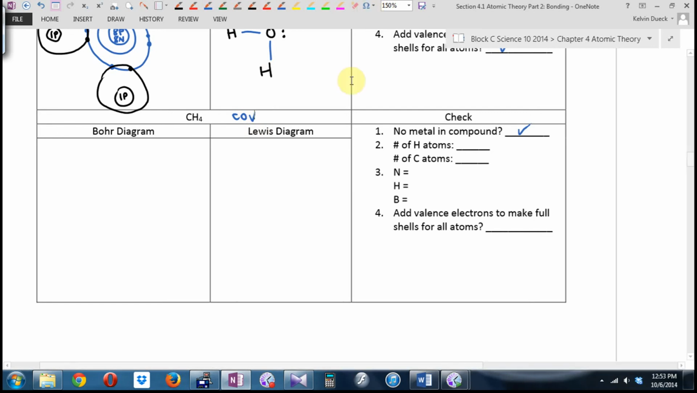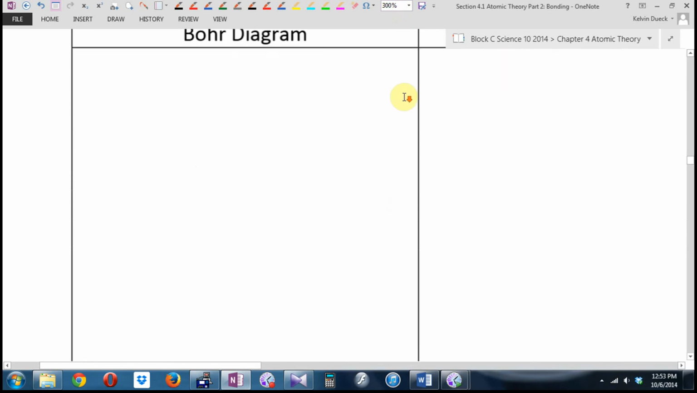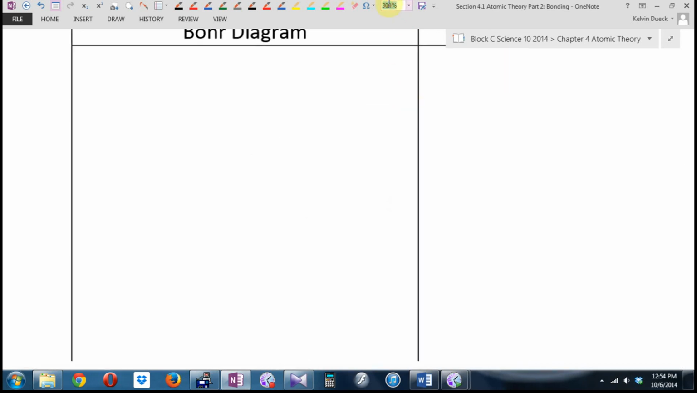How many hydrogen atoms are there? How many carbons? So what am I going to put in the middle? Carbon in the middle, and then one hydrogen above, below, left, and right. Although, again, technically that's wrong. What you have to do is imagine a three-dimensional, four-sided pyramid thingy, whatever. I'm not being that fussy. Bohr diagram.